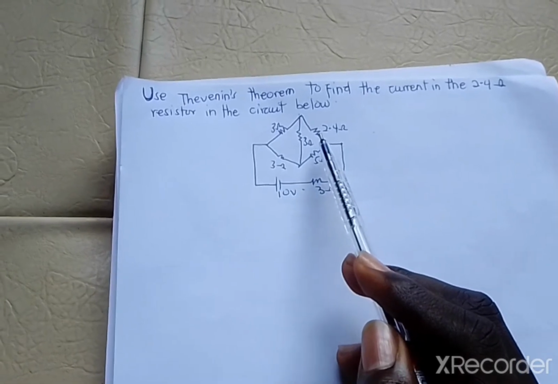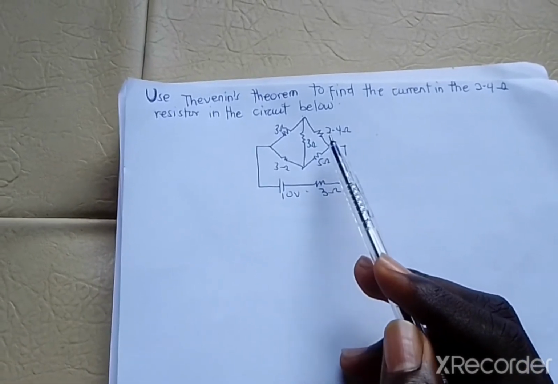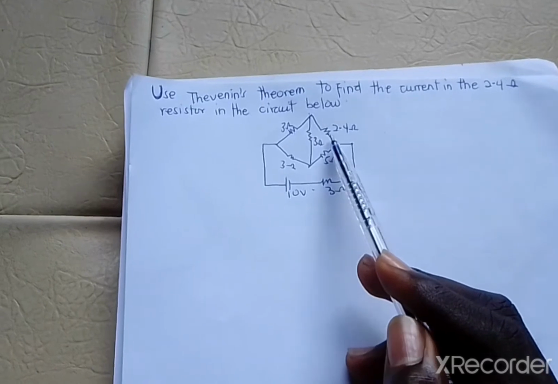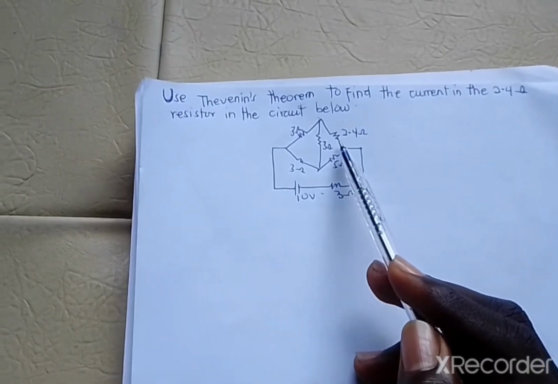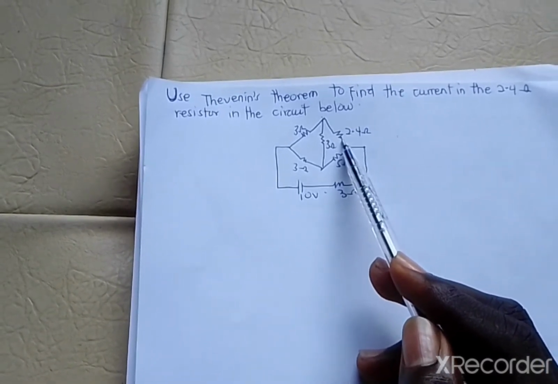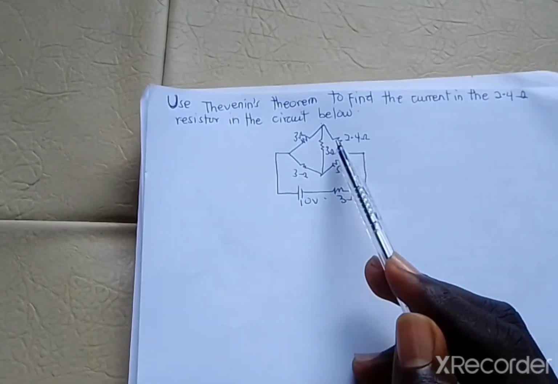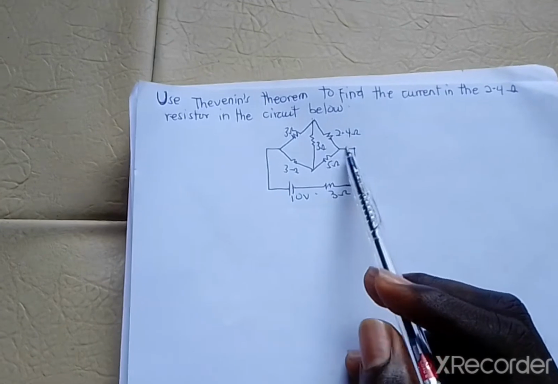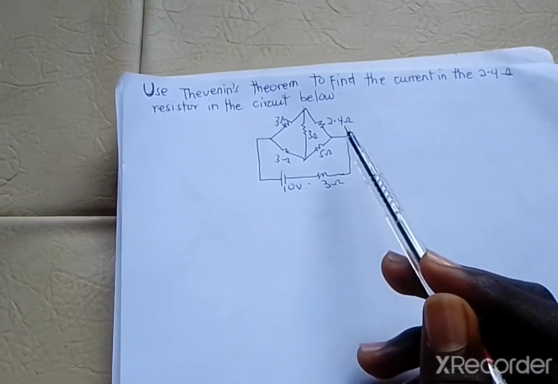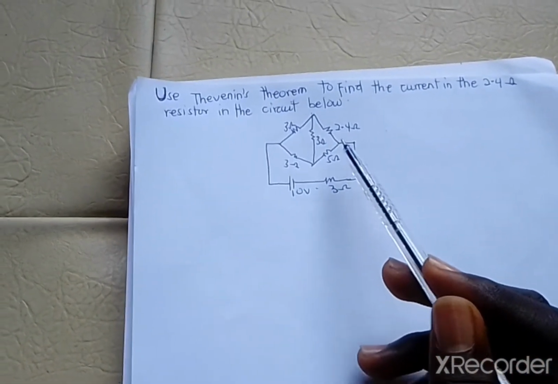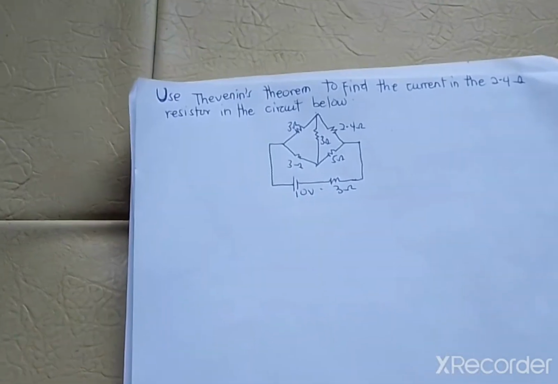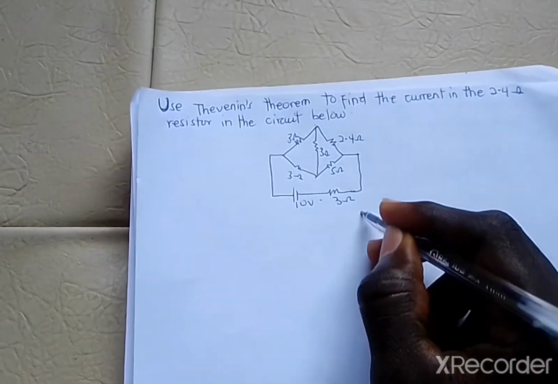So first of all, in order to go about Thevenin's theorem, you are supposed to remove the resistor which you have been asked to find the current through. Then you create an open circuit and you replace that open circuit with Thevenin's voltage, that is the VTH. Afterwards we find the Thevenin's resistance when we deactivate the sources. So let's see how we go about it.